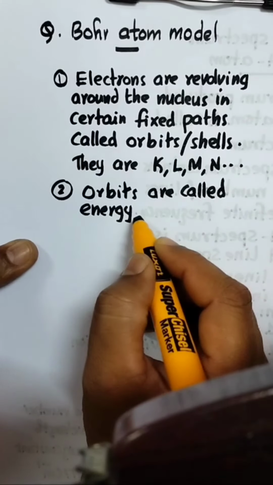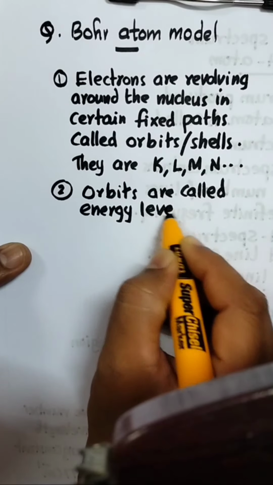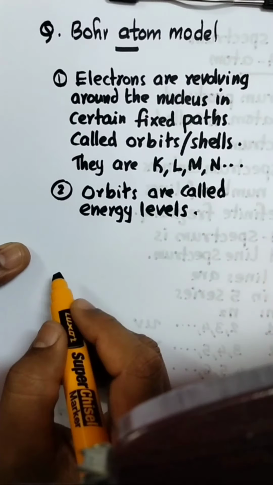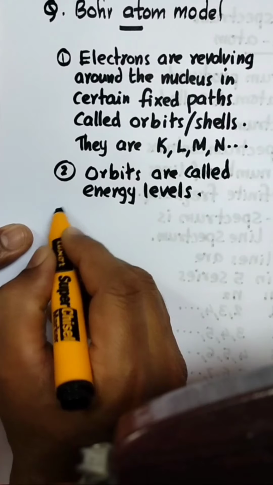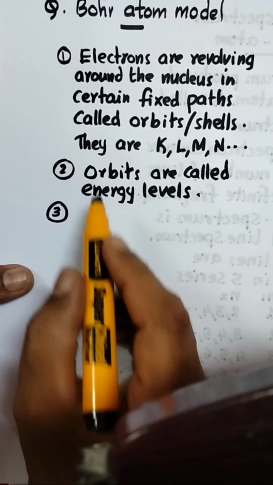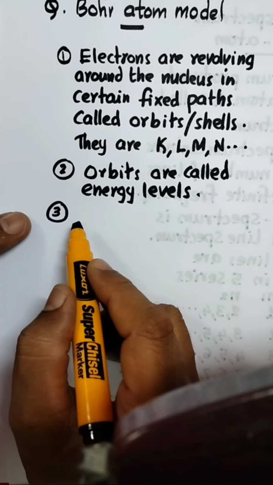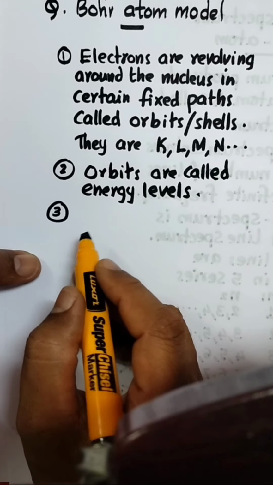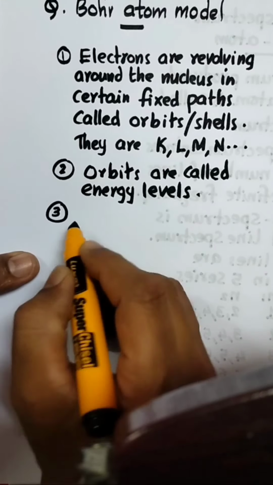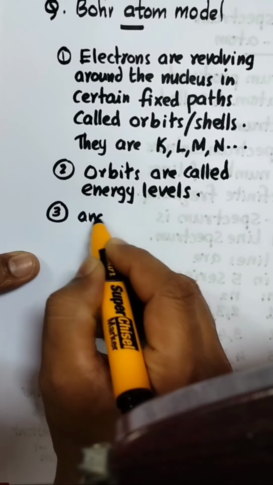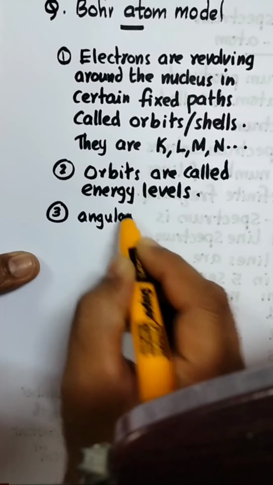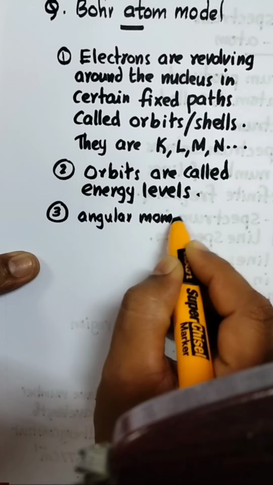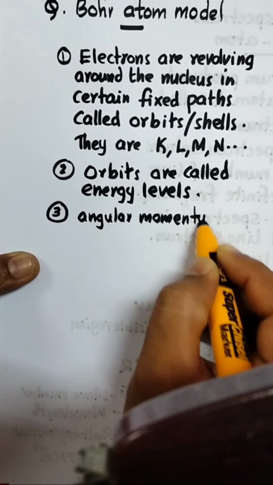Because when electrons are in a particular orbit, there is no loss or gain of energy. Third point, when electrons are revolving around the nucleus in circular paths, there should be angular momentum. That is the angular momentum of the electron.